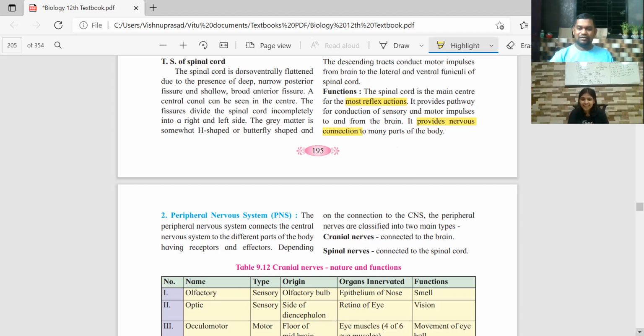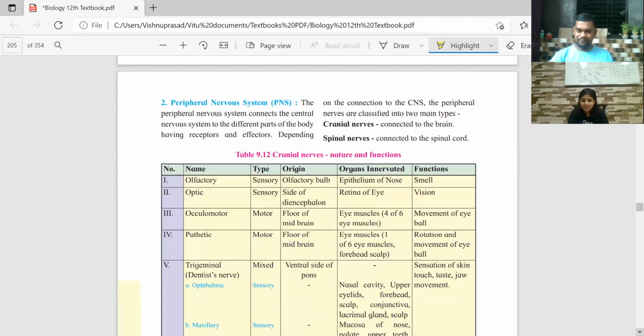You understood spinal nerves, right? So from where do the spinal nerves arise? Along the entire length of the spinal cord. So wherever these nerves arise, they go to some other part of the body. So they are supplying the nerves. That's what it is. Understood about the spinal cord only?